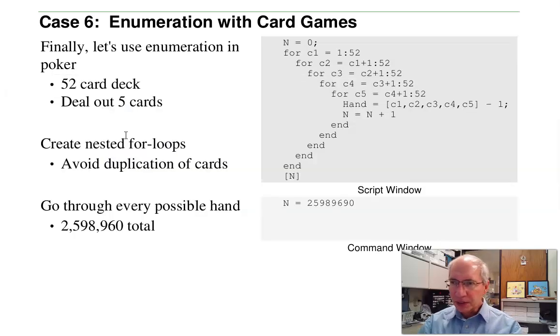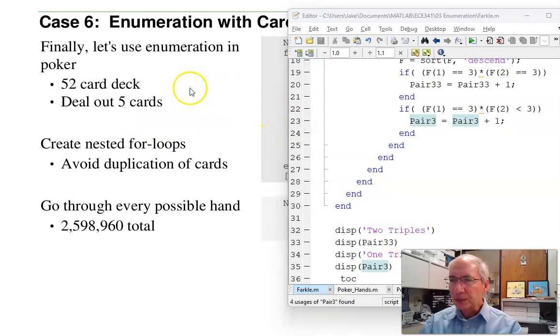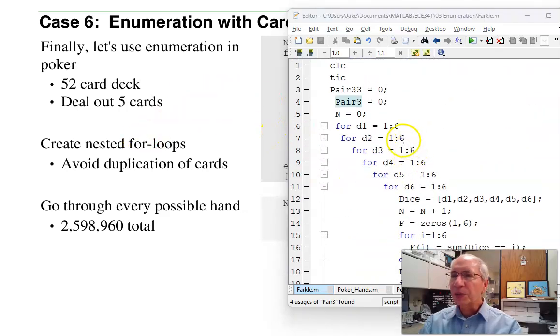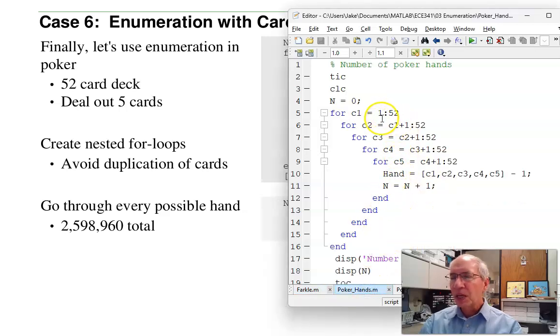Back with dice, let's go back to here. I go through the numbers 1 through 6. Each of these starts at 1, ends at 6. For poker, it's a little bit different. I go, first card is anything from 1 to 52.